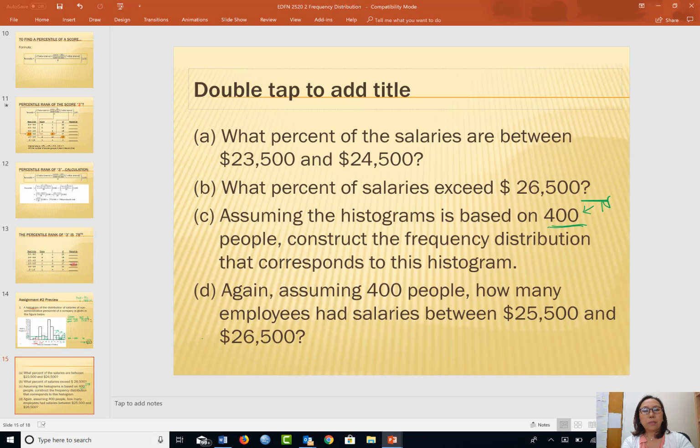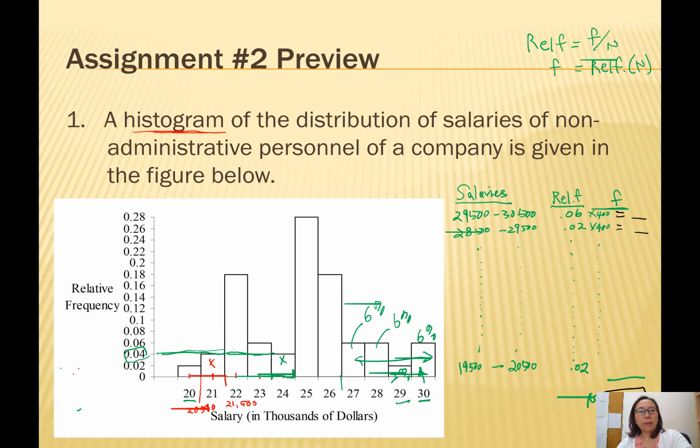And then it says in question D, again assuming 400 people, how many employees had salaries between 25,500 and 26,500? Once you have the table all completed, that would be just a matter of reading off the table, right? But we can also answer that question just based on the graph.